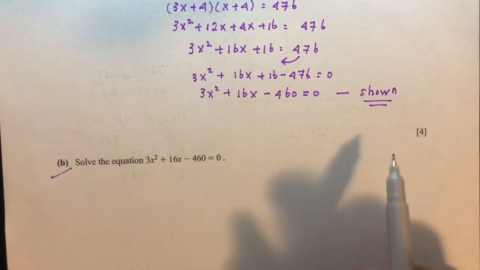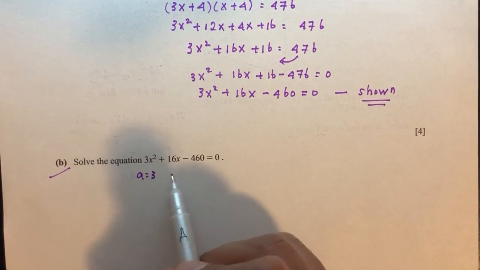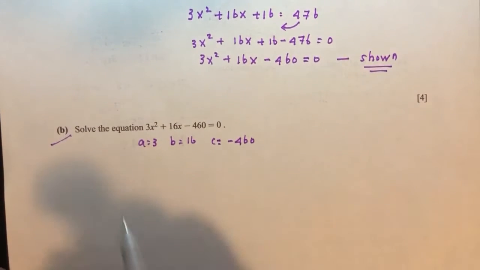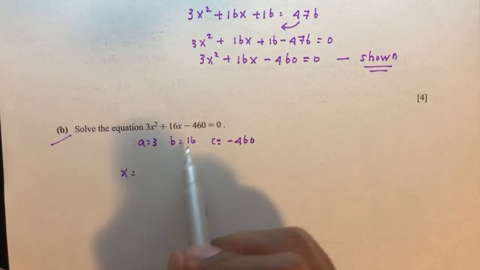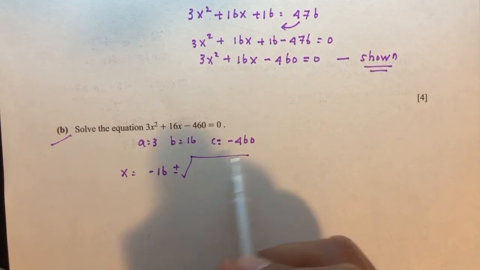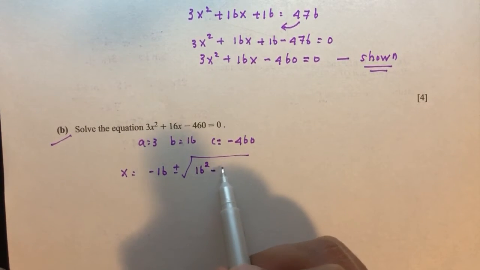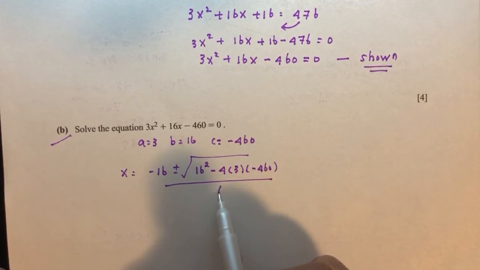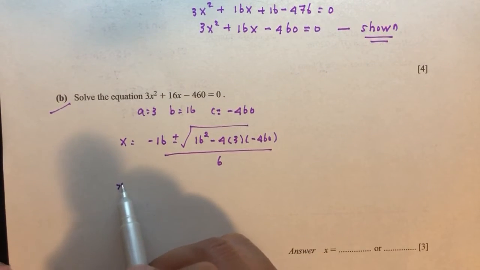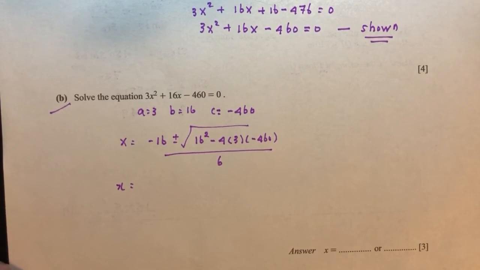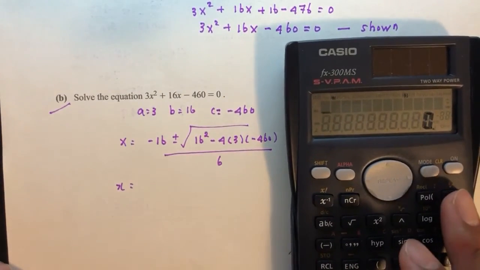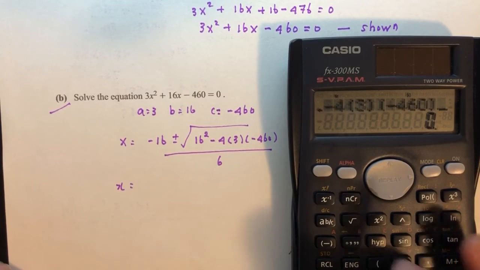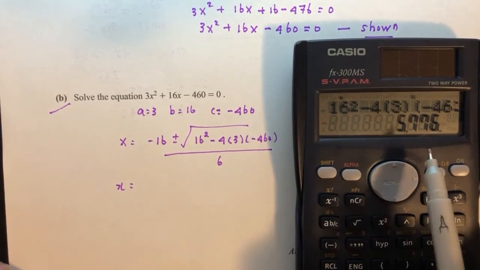Now for this one, solve the equation. So we have a equal to 3, b equal to 16, c equal to minus 460. So let's use the formula. x will be equal to minus b, which will be 16, plus or minus square root of b squared minus 4 times a times c, which will be 460, divided by 2a, which will be 6. So we'll simplify. x will be, let's use the calculator here. What is the inside of the square root? We have 16 squared minus 4 times 3 times minus 460. That will be 5776.